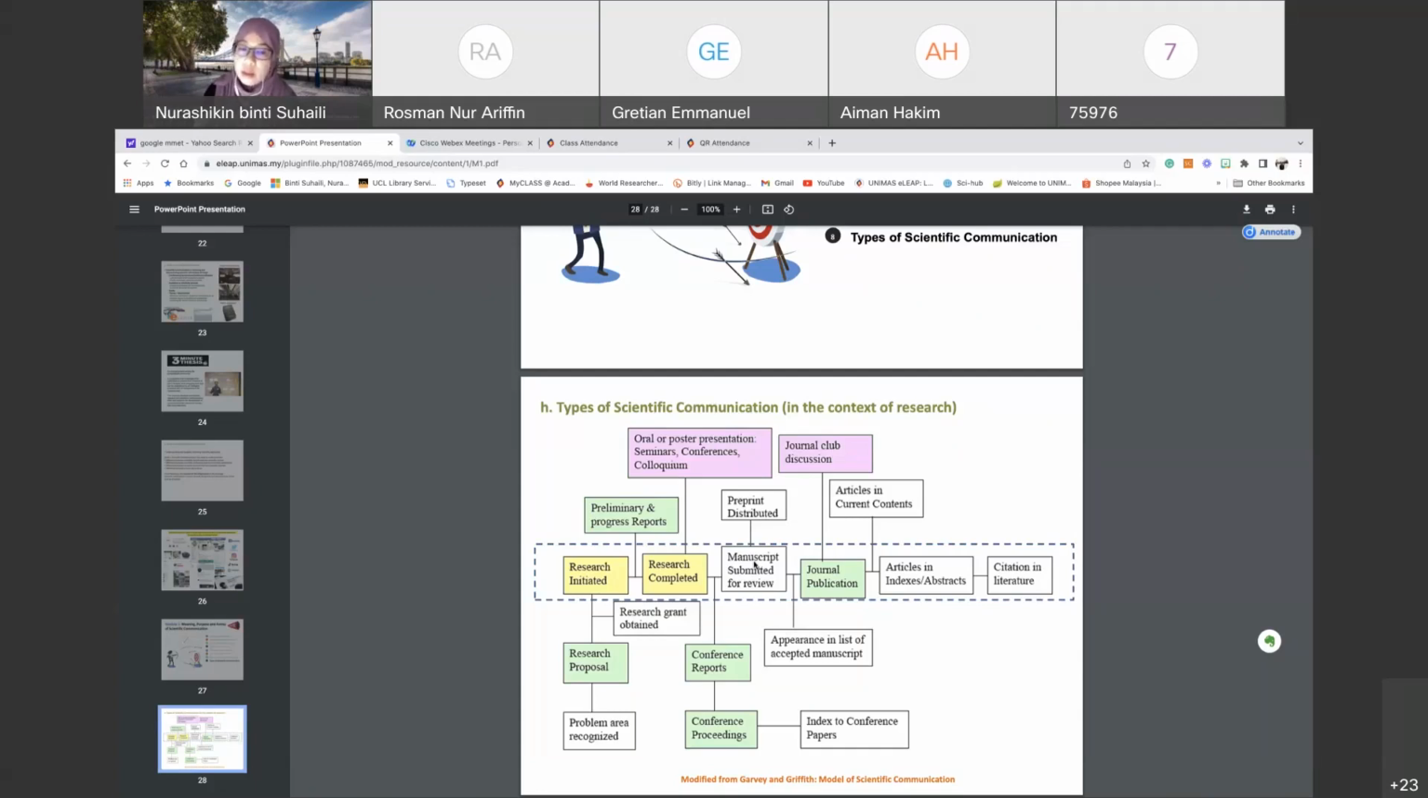Once the manuscript is published, they are called articles or journal papers. Okay, journal papers or articles. So you can see here, articles. At this point, we don't call it manuscript anymore. So that's the difference between manuscript and articles. So articles in indexes and abstracts.